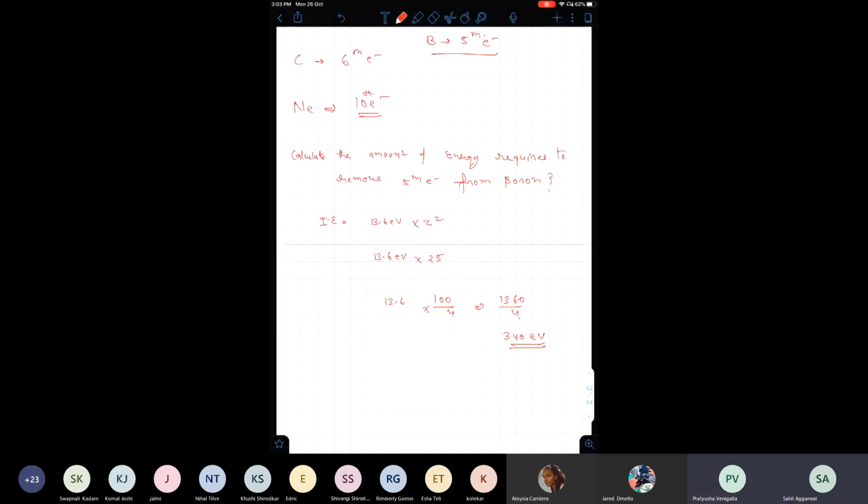Okay, so yeah, got it. Because we are not considering any shielding force. We are considering that the electron is tightly attracted by the nucleus, but we know if there are some intermediate electrons, then those electrons will shield the last electron, right? So less energy will be required.